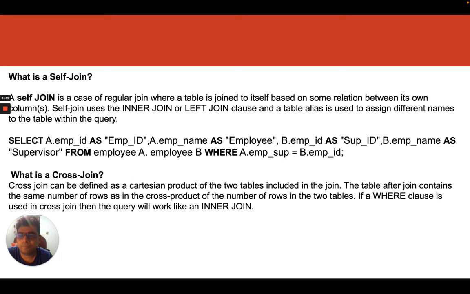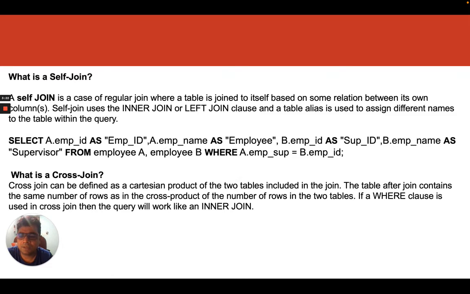What is self-join? A self-join is a case of regular join where a table is joined to itself based on some relationship between its own columns. Self-join uses the inner join or left join clause, and a table alias is used to assign different names to the table within the query.